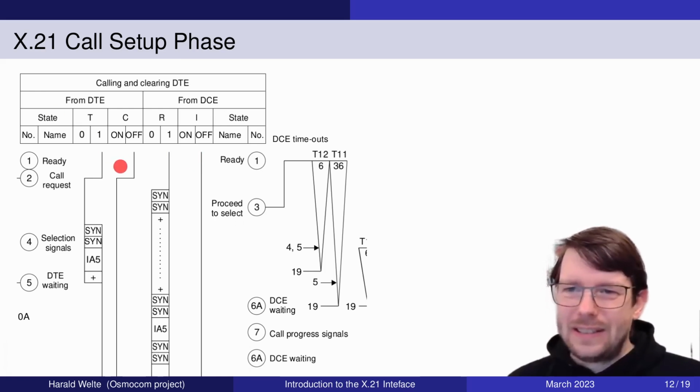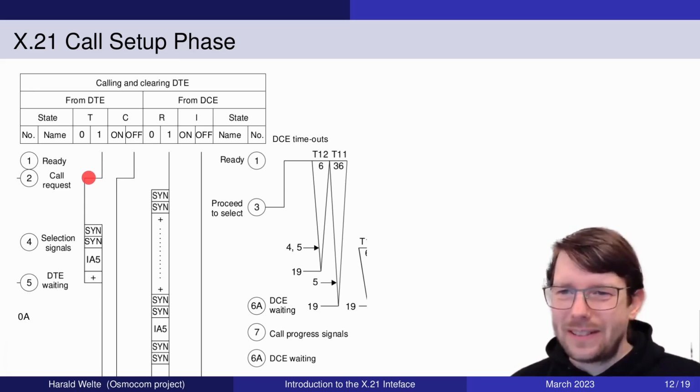And now the DTE wants to make a call, which means it changes the C signal to the on state, and it changes the T signal to the on state. Now I'm confused.